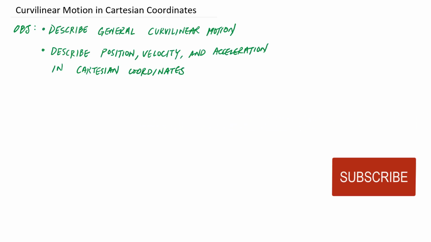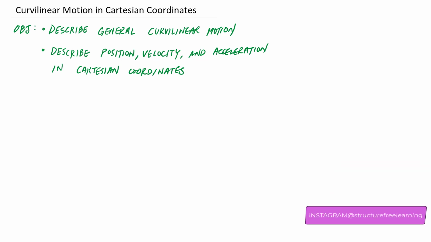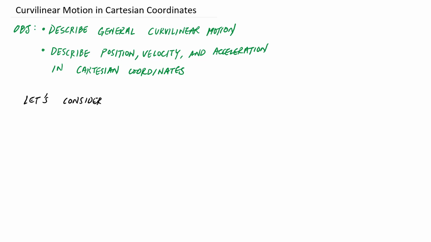So what we're going to do in this video is describe general curvilinear motion, and then we're going to describe position, velocity, acceleration in Cartesian coordinates. Let's start by considering a particle that's moving on a curved path. And it's going to look a little something like this.